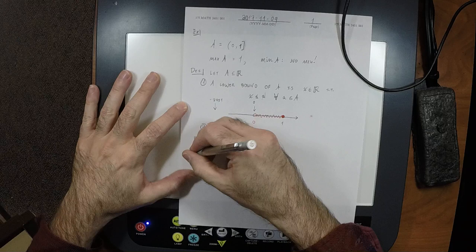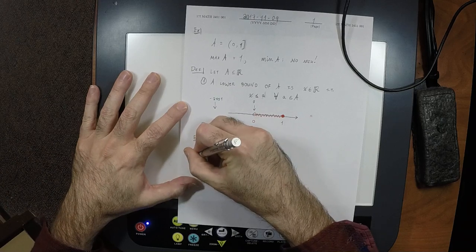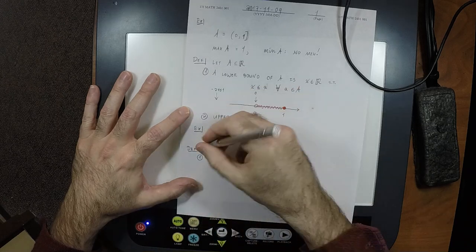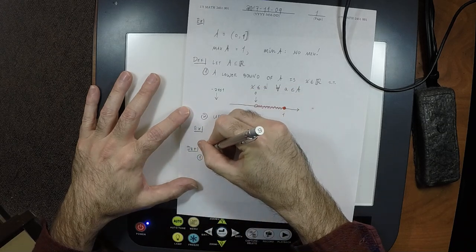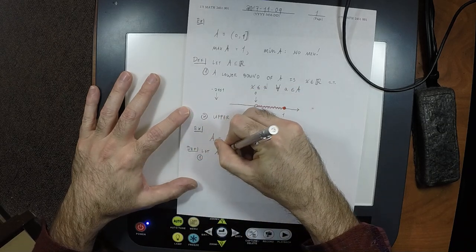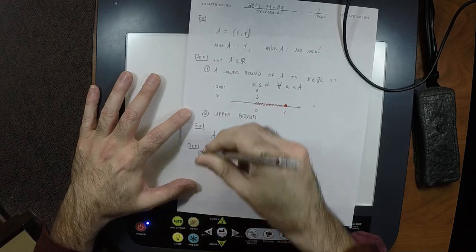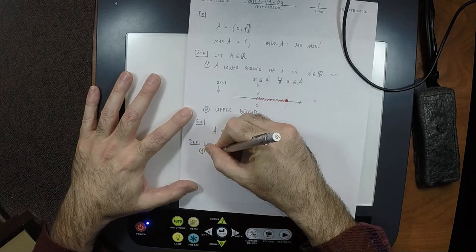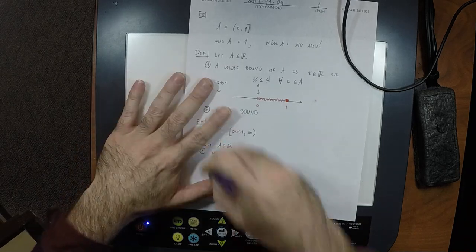Infimum. So the definition, in the first place, we have let A be a subset of the reals, then the infimum, so I'll write it out one time.